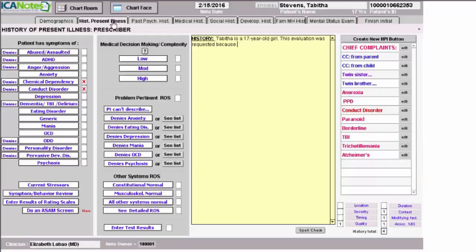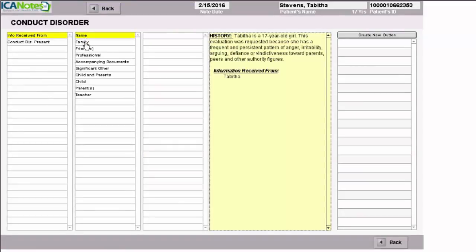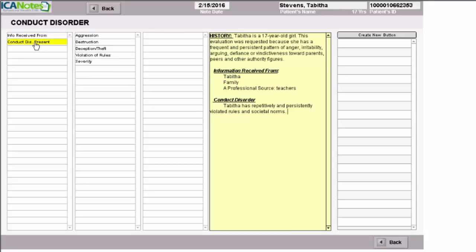All right, we're going to start over here in the history of present illness. And I'm going to cheat a little bit and use a custom button. It says Tabitha is a 17-year-old girl. This evaluation was requested because, and I already have a little line ready to go for conduct disorder. I'm going to come over here to the symptoms area and come right into conduct disorder. And I'm going to say that the information today was received from Tabitha, from her family, and maybe from another professional source, teachers. And conduct disorder symptoms that are present.